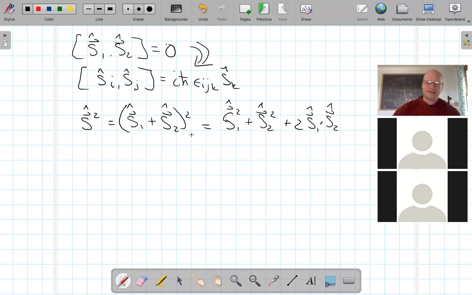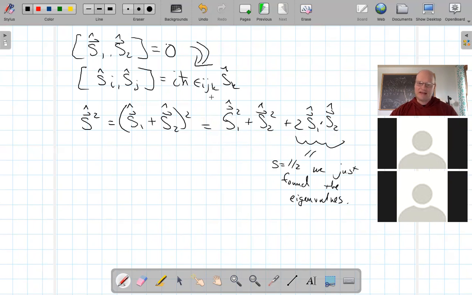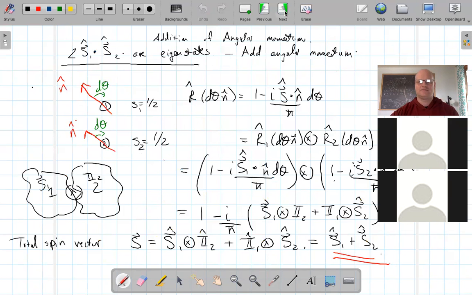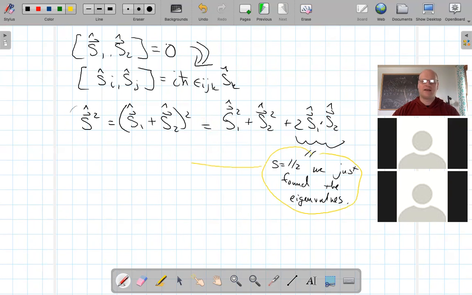Now, that means this term here is what we already found the eigenvalues for. So for the spin 1/2 system anyways, if S is equal to 1/2, we just found the eigenvalues and the eigenstates for this. So the eigenvalues and eigenstates for this are also the eigenvalues and eigenstates for this as well. Which will definitely be good for us.